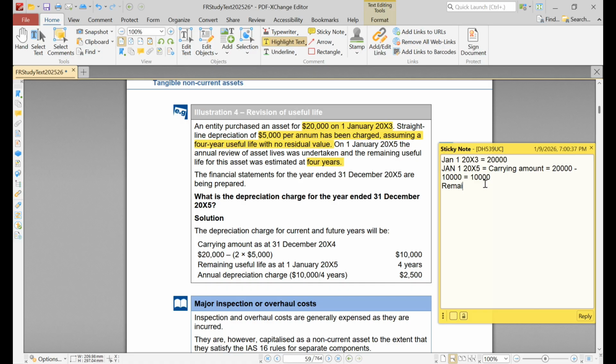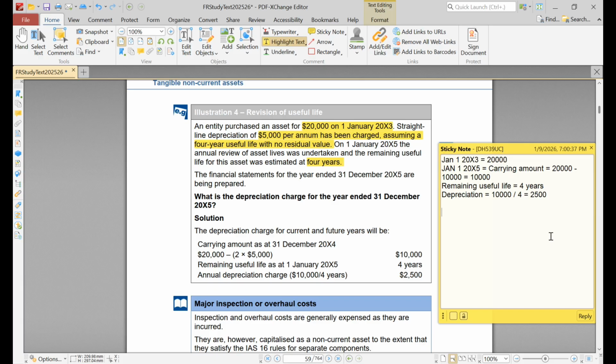Now the remaining useful life is 4 years, and the question asks what is the depreciation for the year ended 31st December 20x5. So on Jan 1, the carrying amount is 10,000, useful life is 4 years. So the depreciation formula is simply carrying amount divided by the useful life, which is simply 10,000 divided by 4. This would give you 2,500.